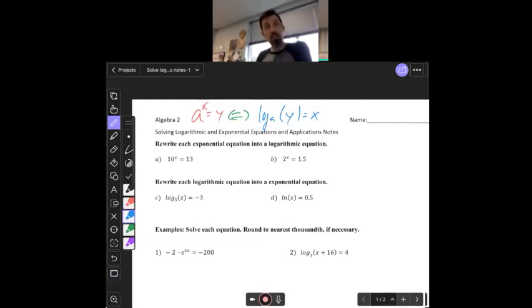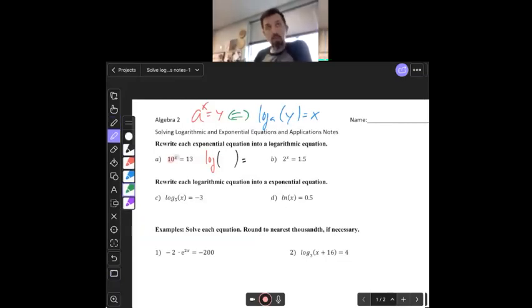Seeing that I have an exponential equation, and I want to go from exponential to logarithmic, I'm always keying in on my base. My base here is 10, because I'm going to write log base 10, and log base 10 is just log, the common log. So log base 10 is just log of something equals something. All right, well, where do those somethings come from?